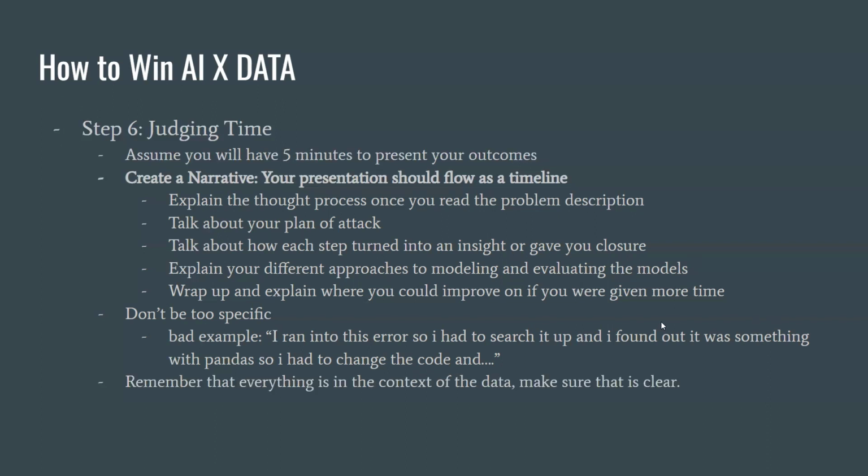Also remember that everything is in context of the data. I think I've been pretty clear about this, but make sure that's clear. So again, don't just say linear regression model 83%. Say what that means. For example, we were able to predict house prices with a mean absolute error of about $1,000, which means we were within $1,000 every time we guessed the house price. Say stuff like that. Keep it in context of the data set, because that's what everything is.